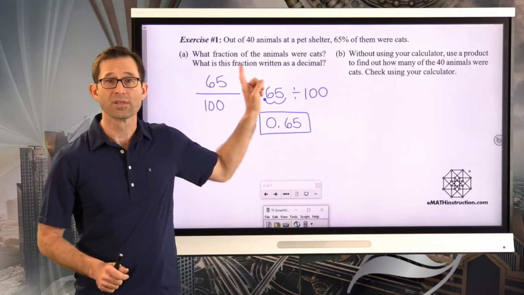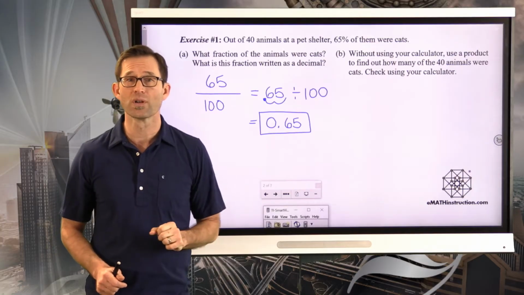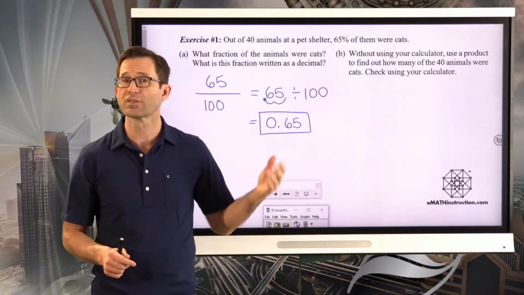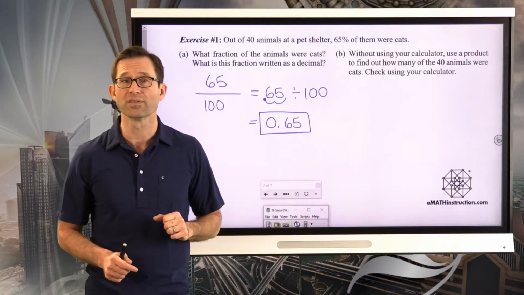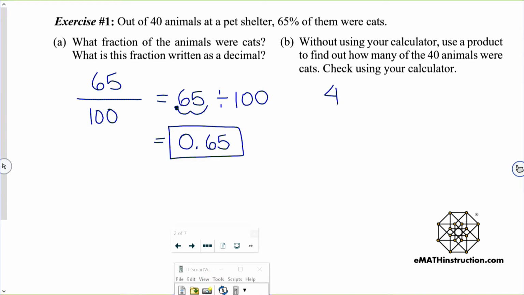All right, so in the last lesson, we looked at how to find a percentage of a total. We're going to simply take that total, which is 40, and multiply by the decimal version of the percent, 65 100ths, the same as 0.65. So here we go, right? We're going to take our 40 and multiply it by 0.65.